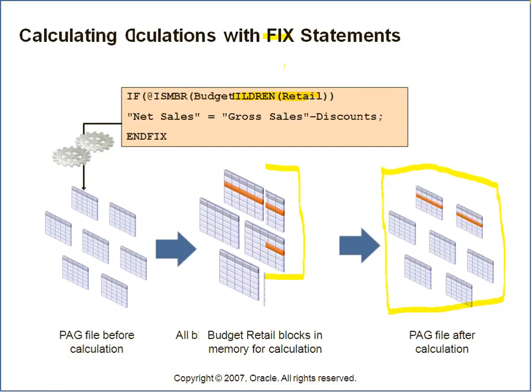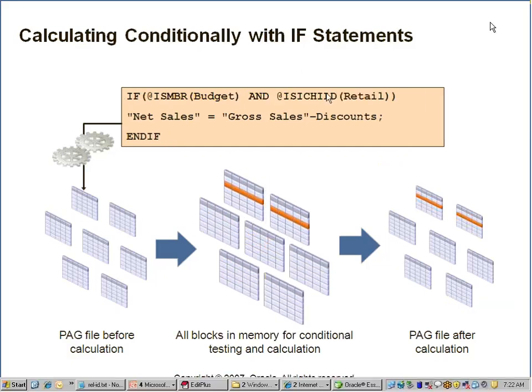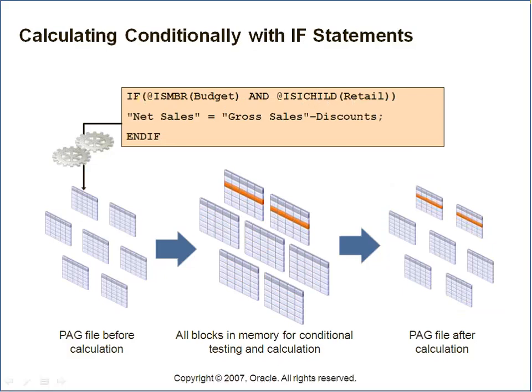Same way, I can also focus using the if statement. So instead of saying fix budget, fix @ichildren of retail, I just do a check if @ismember is budget, and if @ischild is retail, then you calculate.